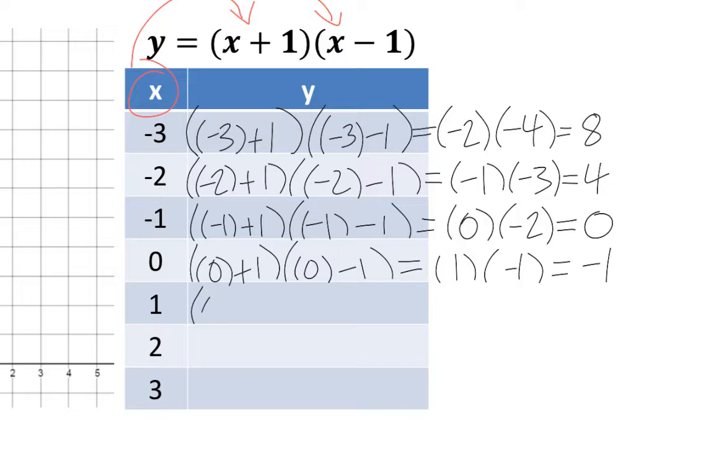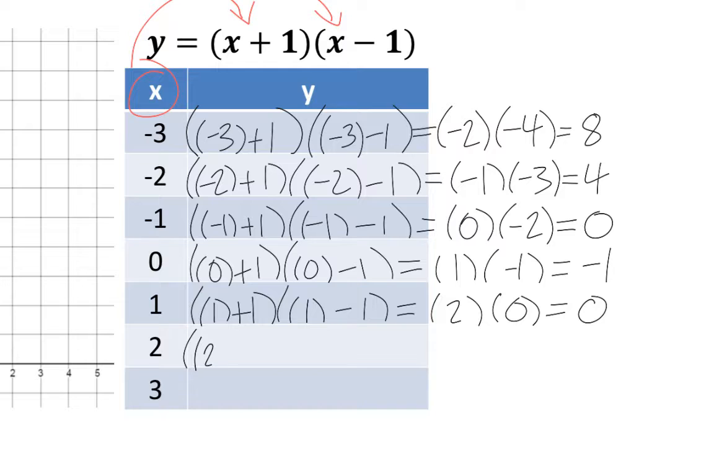Let's do the same thing for the 1 down here. So let's put the 1 in brackets. Everything else stays the same. 1 plus 1 is 2. And 1 subtract 1 is 0. So 2 times 0 is 0. And let's do that for +2. +2 goes in brackets. 2 plus 1 is 3. And 2 minus 1 is 1. And 3 times 1 is 3.